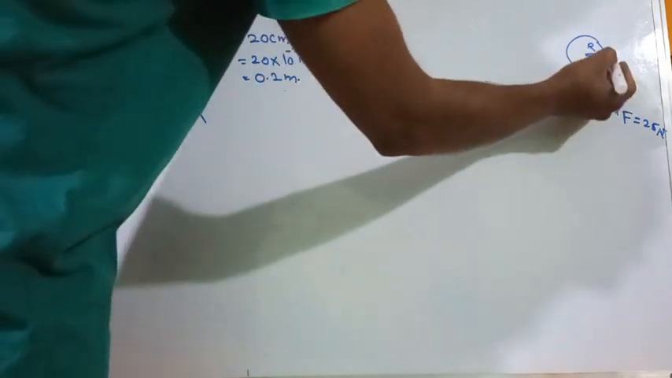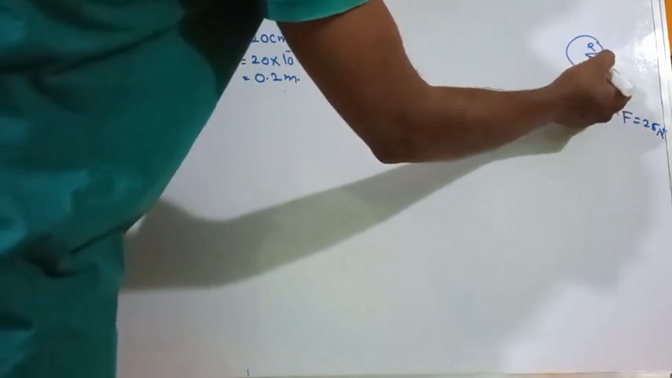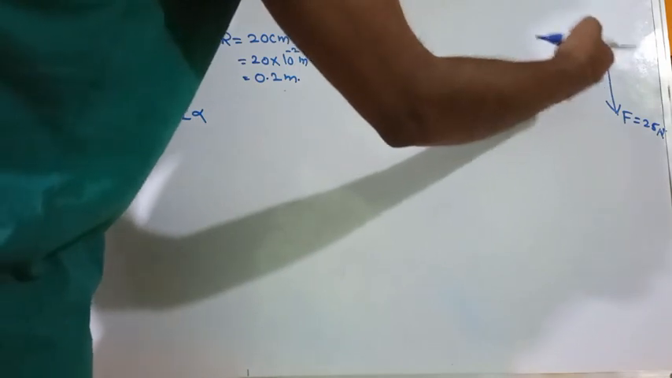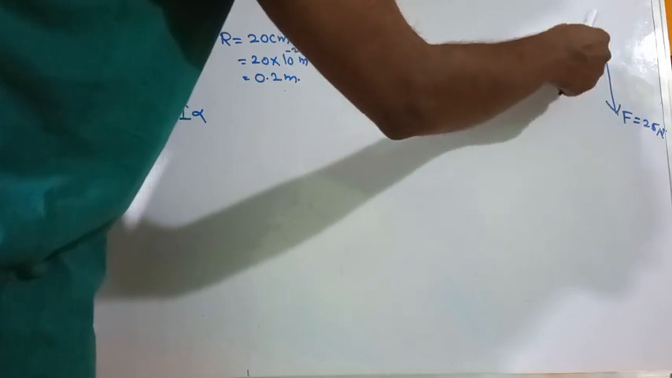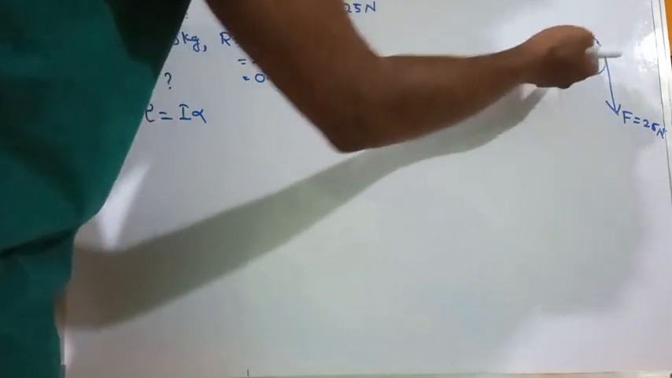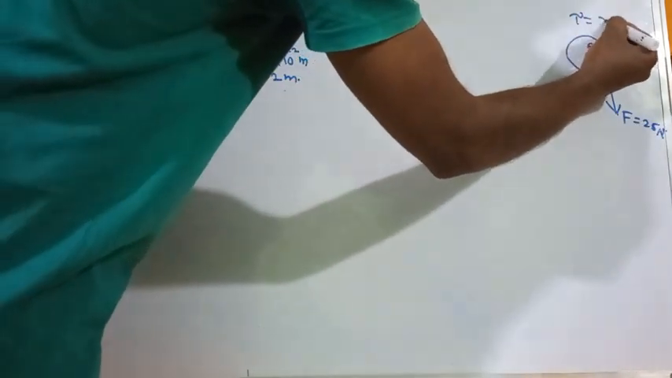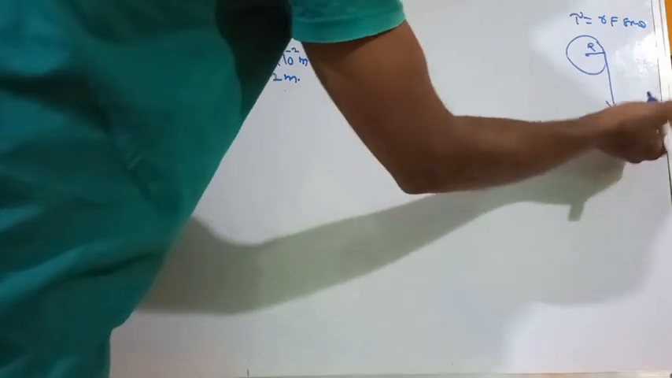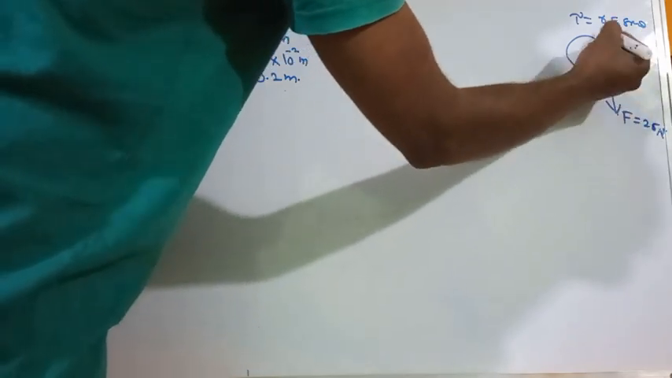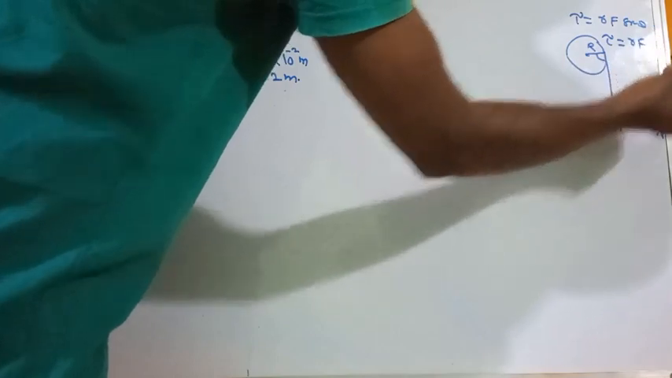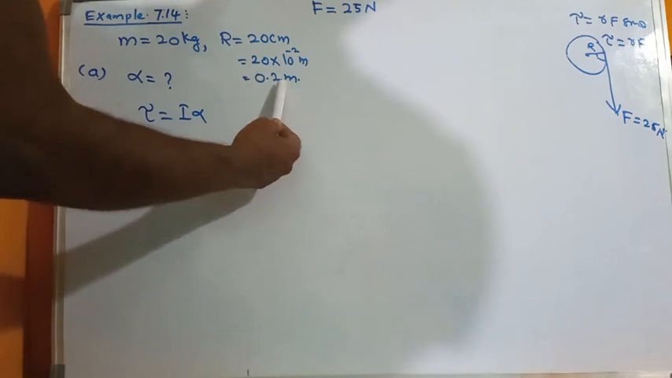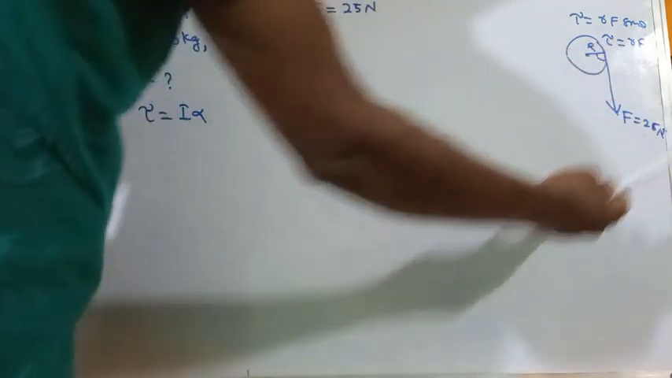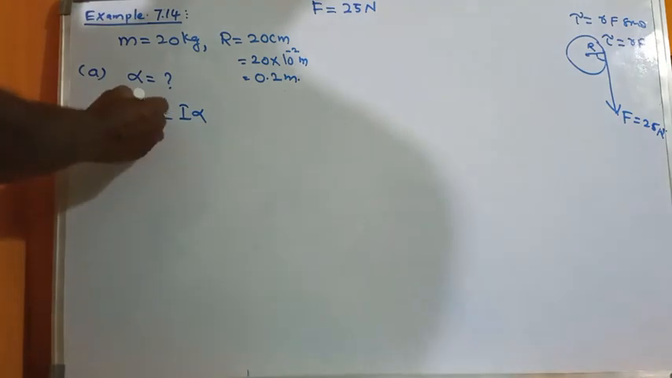This is R and this is our force. Here it has rotational motion because of the torque. The torque tau is equal to R F sin theta, but theta between these two is 90 degrees, so tau is equal to R F. The radius of the flywheel is 0.2 meters, and the force applied is 25 newtons. So we get tau.